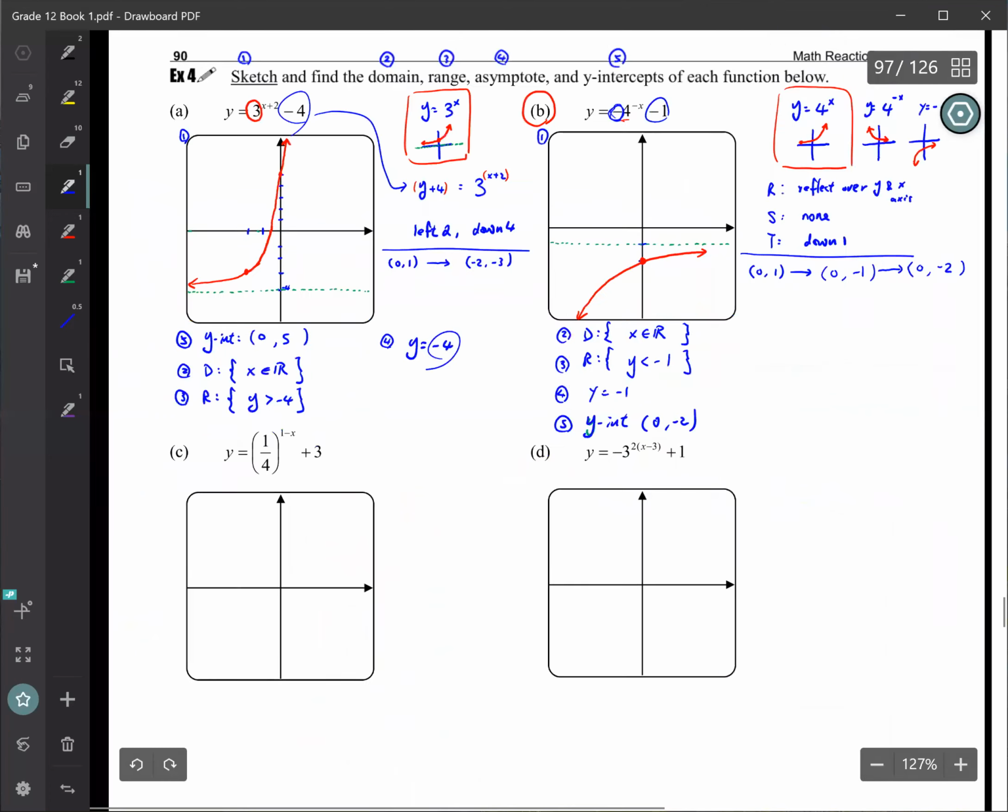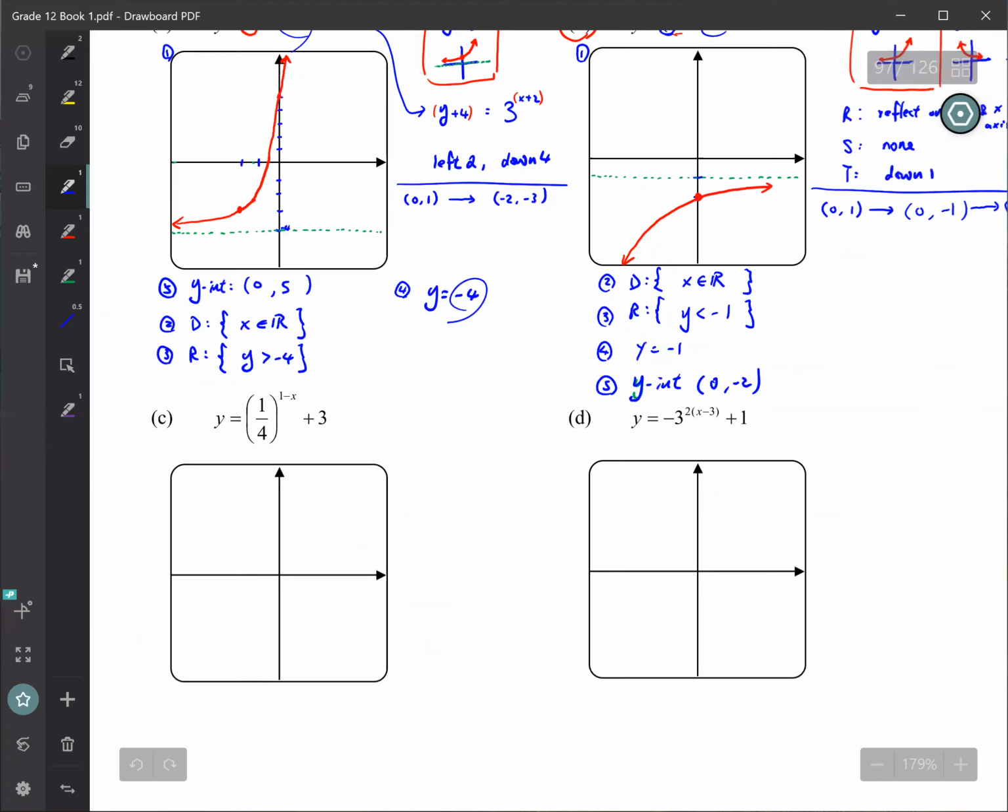Okay, question C has a base of 1/4. So basically it starts with y equal to (1/4)^x. So that one is the decreasing one. Okay, I will leave this kind of question as homework. You can try that. You start with decreasing, and then you can apply the story to it. Or maybe we can go over this one next class too.